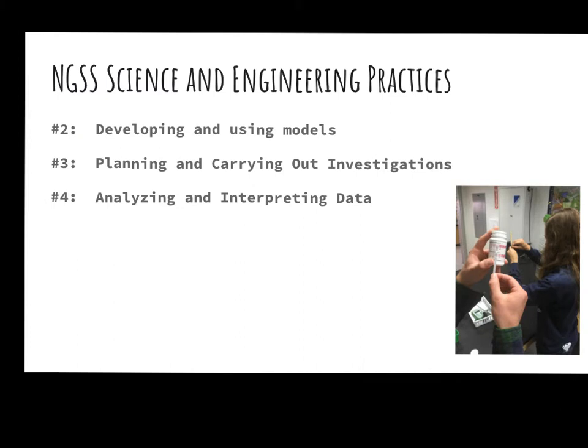Specifically for NGSS Science and Engineering Practices, obviously the big one here is developing and using models, because that's what an EcoColumn is, it's building a model ecosystem. But the kids are also carrying out investigations and taking a lot of data. This one is a little bit weaker in that they're not particularly setting up hypotheses and experimental design, but they are carrying out investigations using tools. They are doing a lot of analyzing and interpreting data. So the two strongest ones are 2 and 4 for EcoColumns.